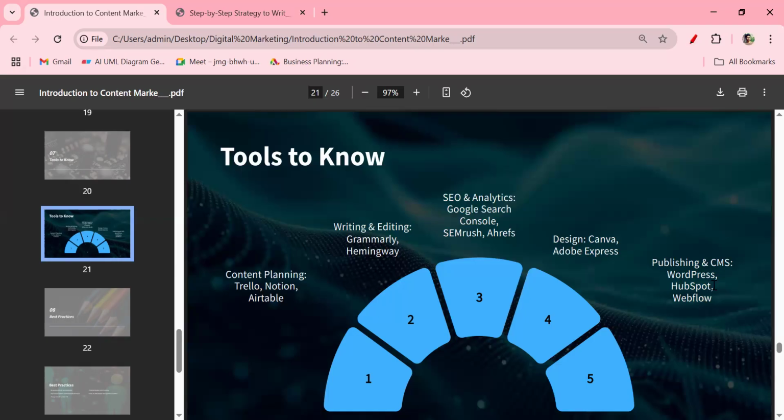HubSpot is a CRM, customer relationship management tool. HubSpot provides CRM tools where you can have all the data related to customer actions, whatever actions the customer takes related to your product and services. All that data is stored in the CRM, and the CRM tool is provided by HubSpot. HubSpot is mainly used for marketing.